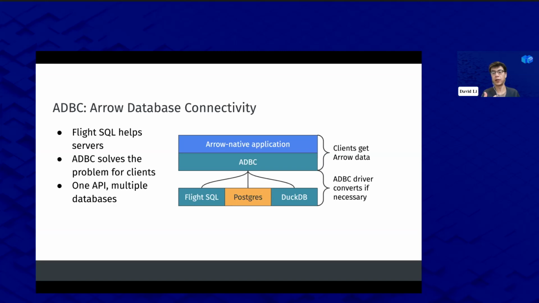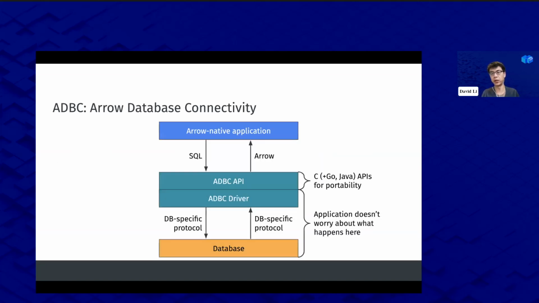The goal of ADBC is to solve this problem analogously to how JDBC and ODBC solve that problem for OLTP based interaction patterns. So it's one API, it's an API standard. It's one API standard that an application can build against. That's then implemented under the hood by a set of drivers for different backend databases to speak whatever actual network protocol is necessary, convert the data if necessary, and give Arrow data back to the application.